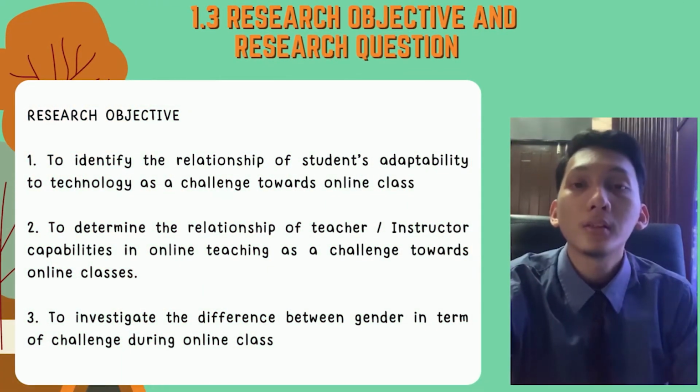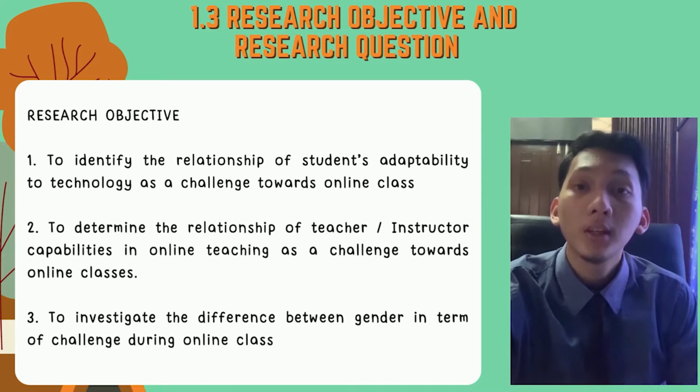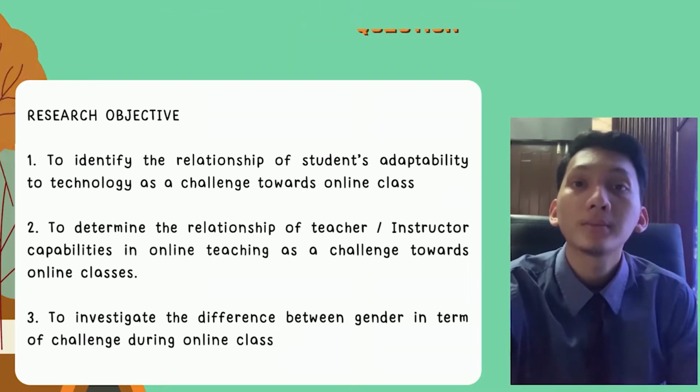Next is the research objective. The first research objective is to identify the relationship of student adaptability to technology as a challenge towards online class, and the second one is to determine the relationship of instructor capabilities in online teaching as a challenge towards online class, and the third one is to investigate the difference between gender in terms of challenge during online class.